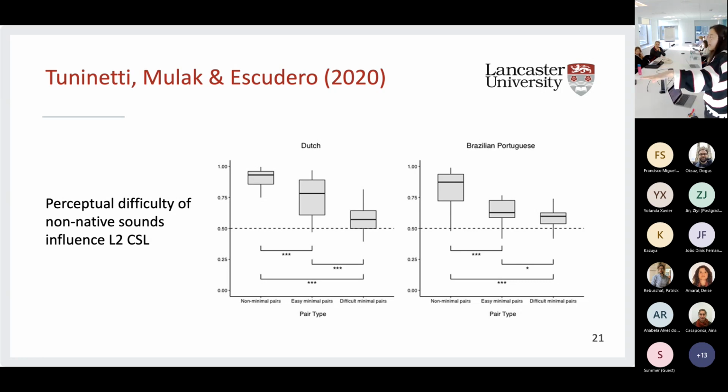So as in the chart, for both Dutch and Brazilian Portuguese vowels, the non-minimal pairs were easiest, so they had highest accuracy. The non-minimal pairs were followed by the easy minimal pairs and then by difficult minimal pairs. All these differences are statistically significant.